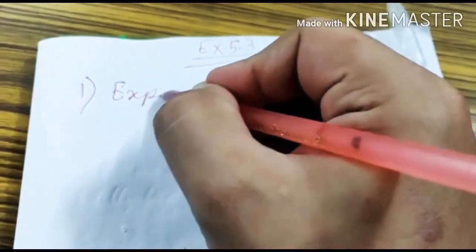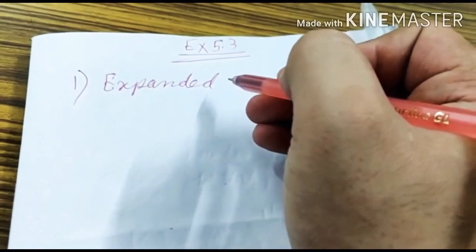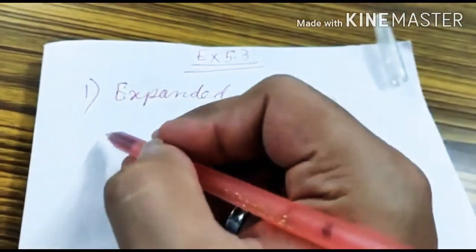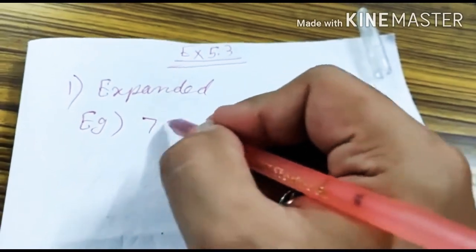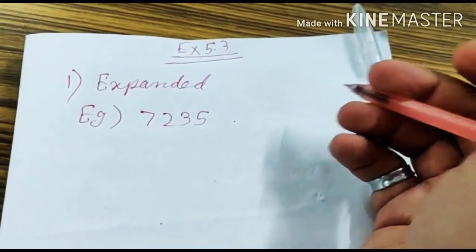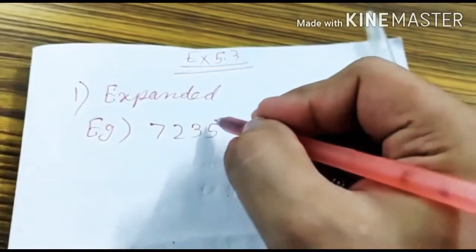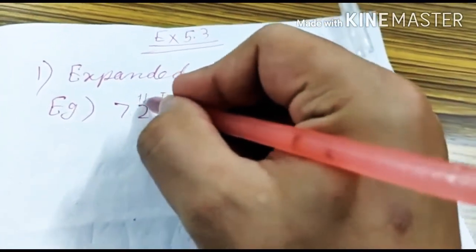Expanded form means we have to write the number in expanded form. Taking an example, say our number is 7235. This is at the ones place, tens, hundreds, thousands.